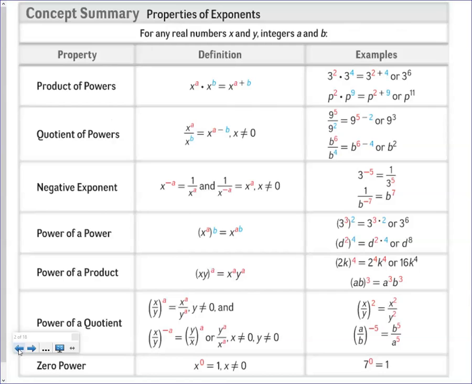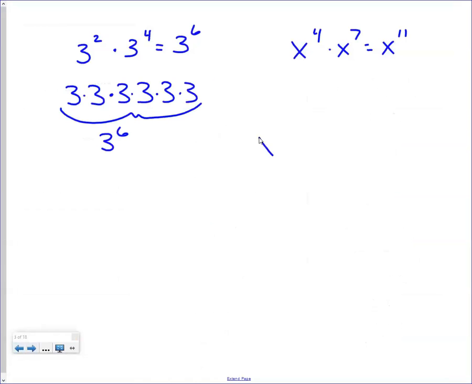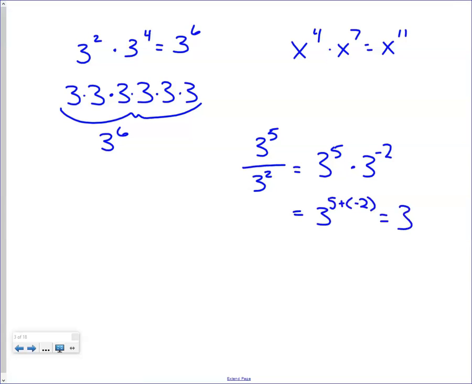Quotient of powers would work kind of the same, just obviously in reverse here, though I would probably use it as a negative exponent and then do product of powers, where if you have 3 to the 5th over 3 squared, the 3 squared is actually a 3 to the negative 2nd. The negative exponent allows us to move it up and become a negative power. And then it's just addition. 3 to the 5 plus a negative 2 would give us 3 to the 3rd. Again, 5 minus 2 is that 3rd.